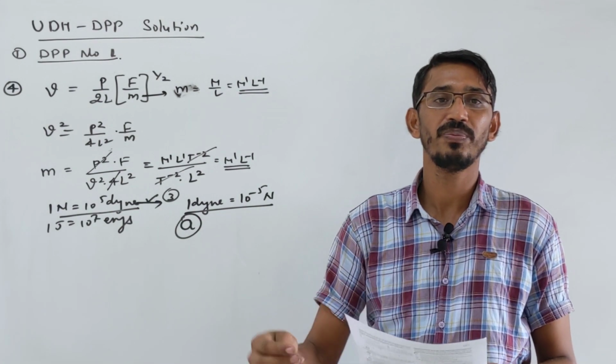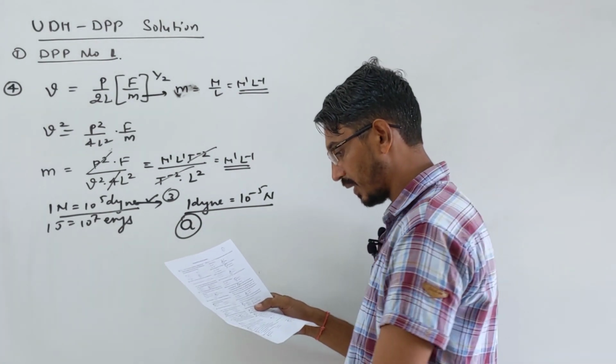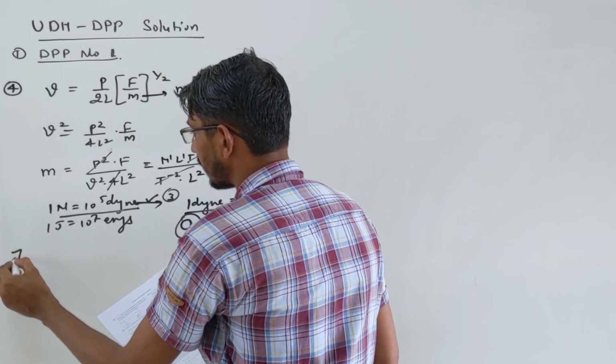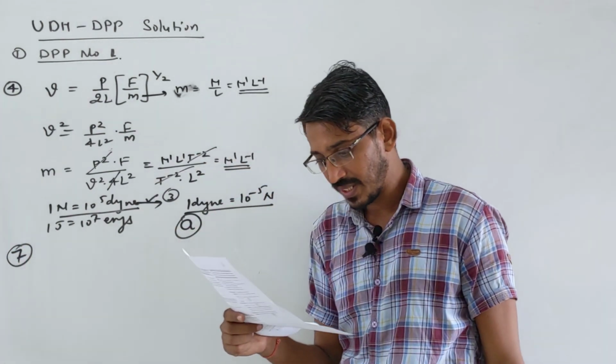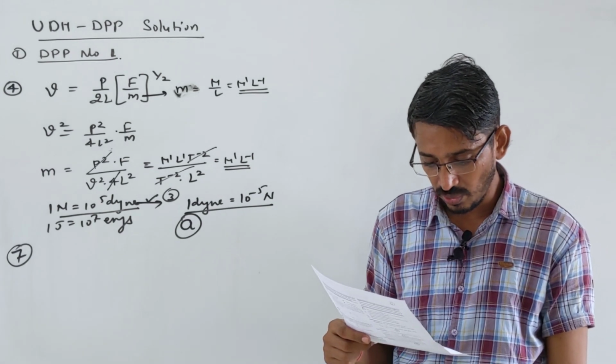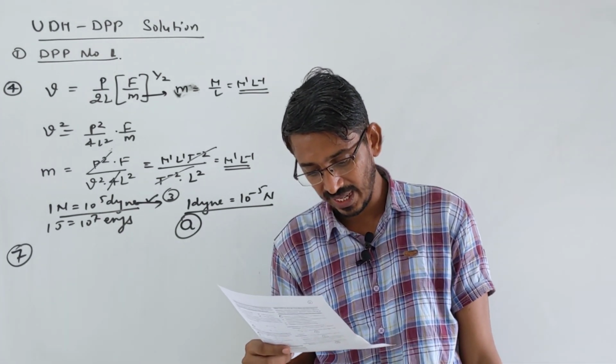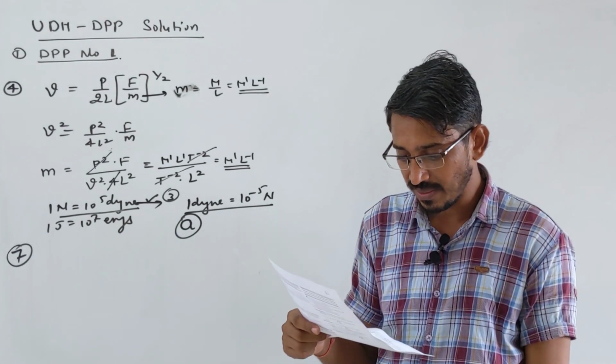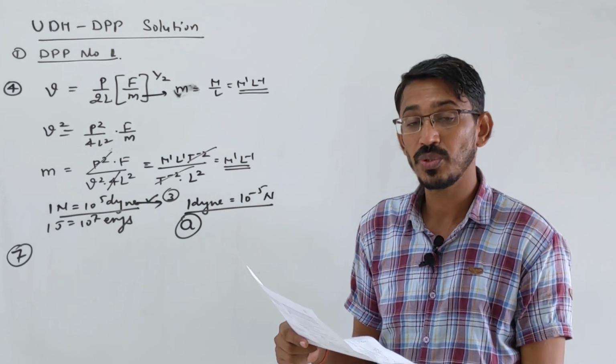Now question number 7, which is very important, like choosing something as fundamental. I told you the most important pattern which we have is here. Question number 7 says that the speed of light, gravitational constant and Planck constant are taken as fundamental units in a system. Then what is the dimension of time in this new system?